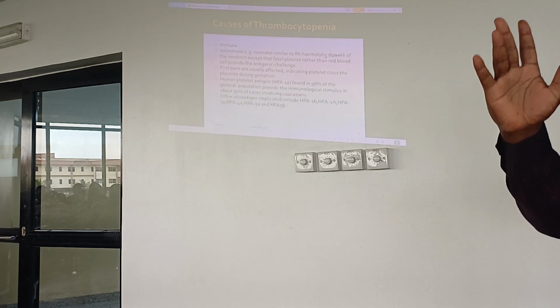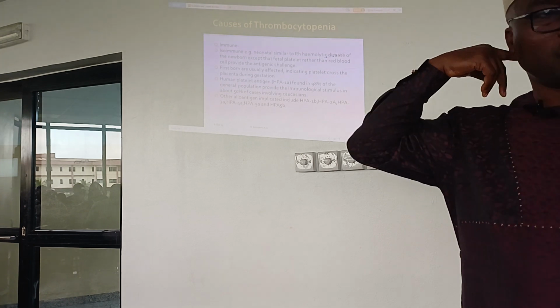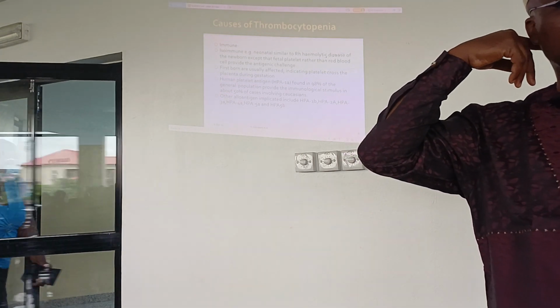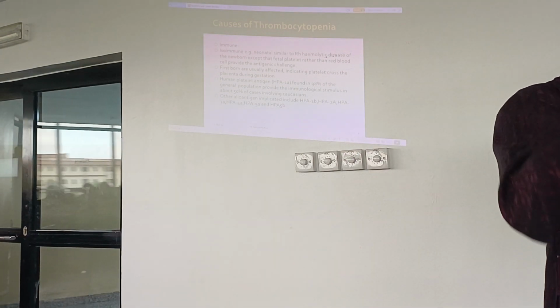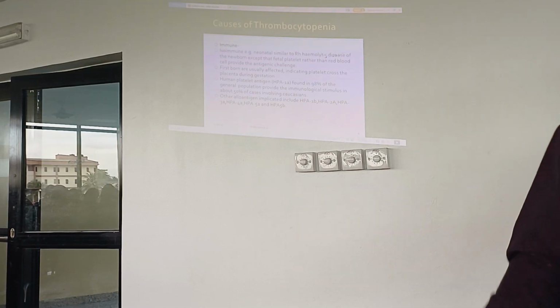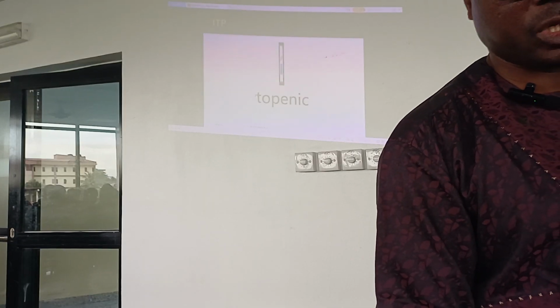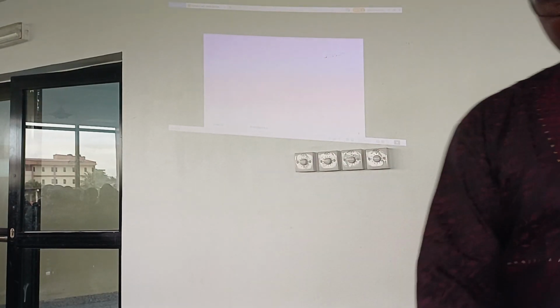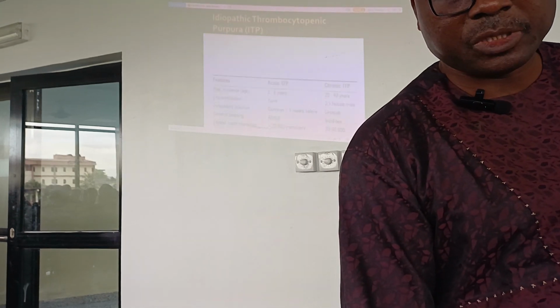And it could be the other way. If the mother lacks human platelet antigen 1A and the baby has it, the mother can pass the antibody to the baby, and then the antibody can destroy the platelets of the baby. It's called neonatal autoimmune thrombocytopenia. So there's a video for ITP. I brought it, we can play it later.